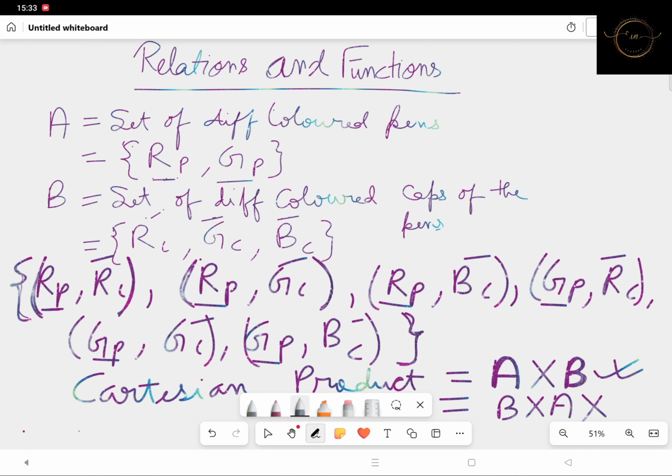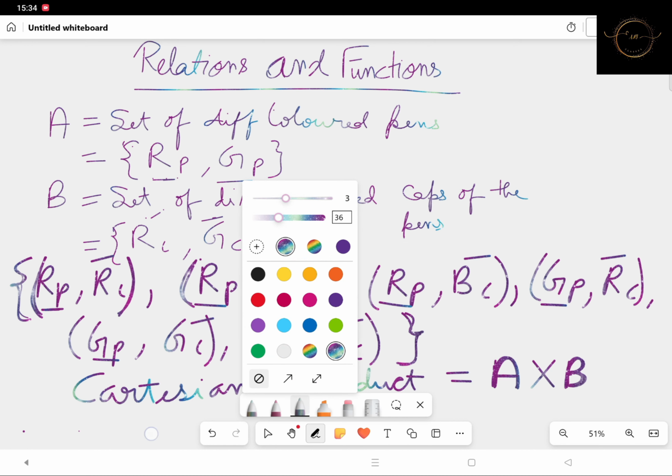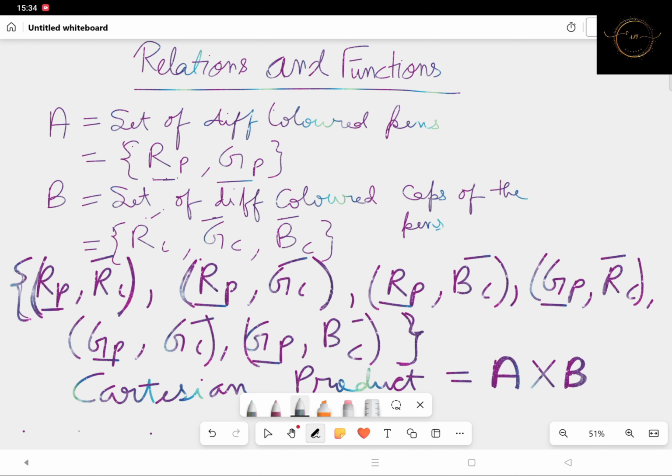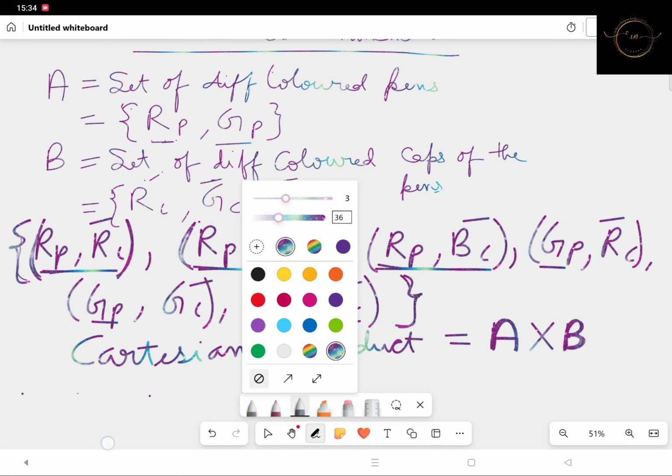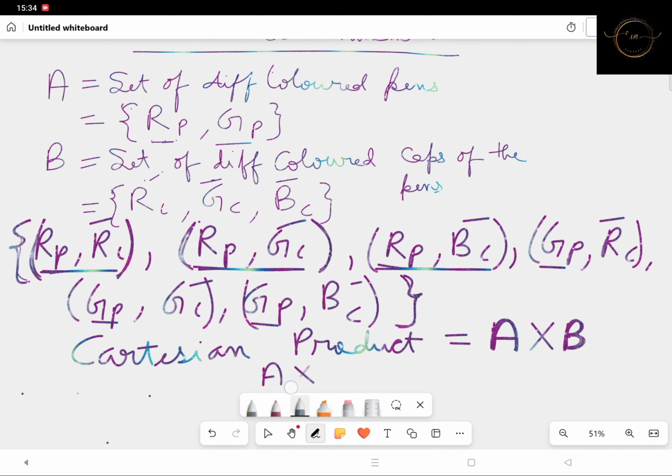The moment you write B cross A, it means all will be interchanged in their positions. Like what am I saying? The combinations will be RC comma RP for this one. It will be GC comma RP. It should be BC comma RP. All the combinations will interchange their positions if it is B cross A. So the order of Cartesian product matters a lot, and one thing you can understand is that A cross B is not equal to B cross A in the concept of Cartesian product.